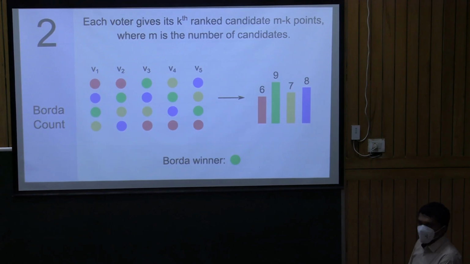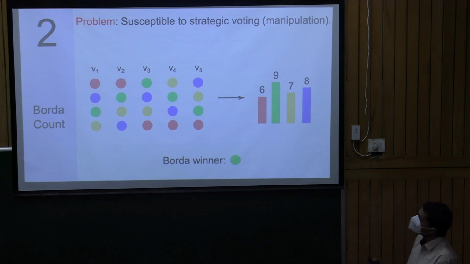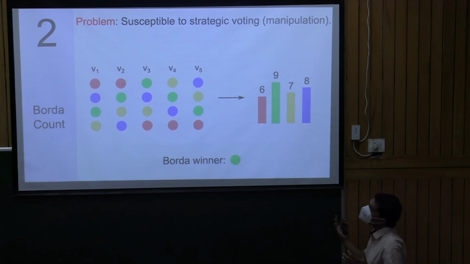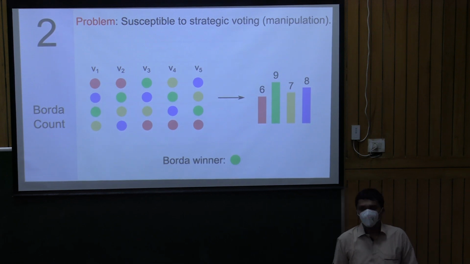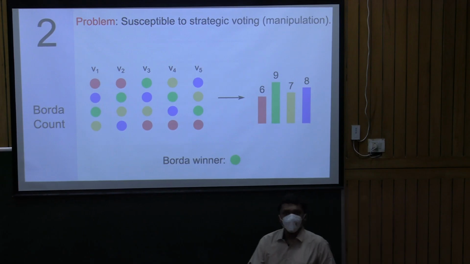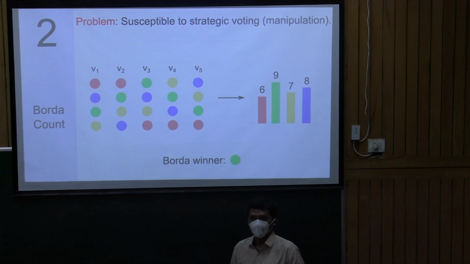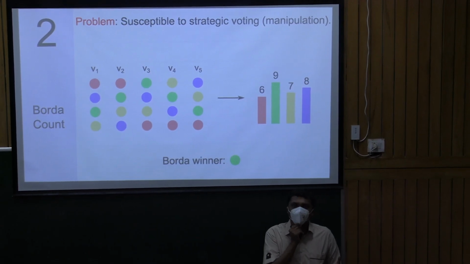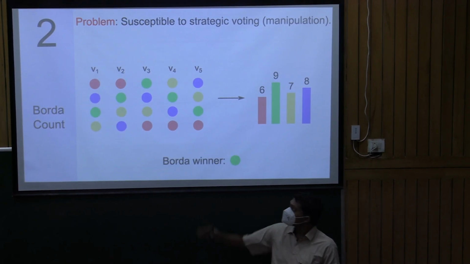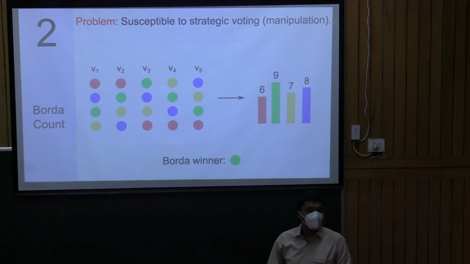Again, a very reasonable rule, but something that has its flaws. One of the flaws of the Borda rule is that it is susceptible to strategic behavior. Voters can lie about their preferences and get a better outcome under this voting rule. We have seen this property before under the name of strategy proofness. So this voting rule actually violates strategy proofness. Let's see why.